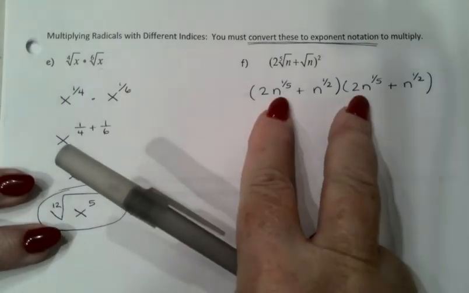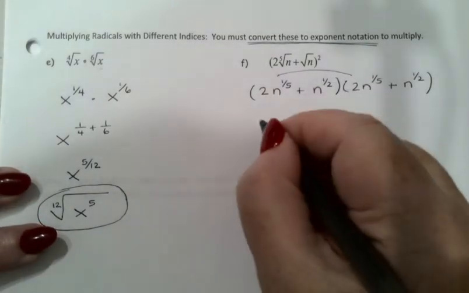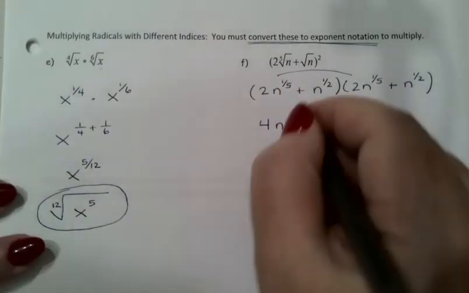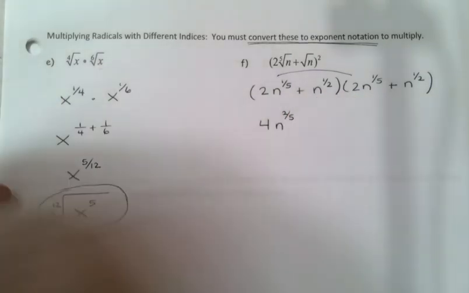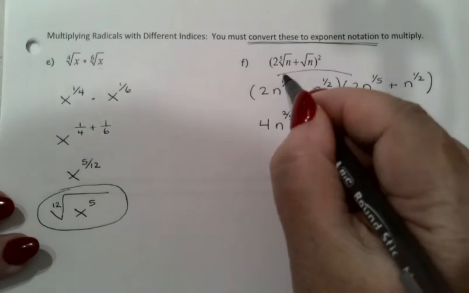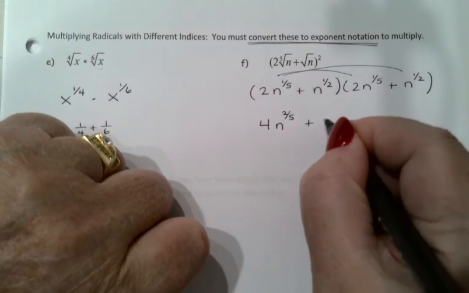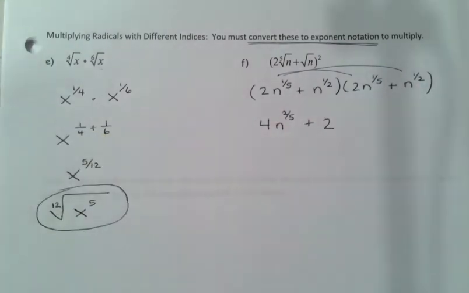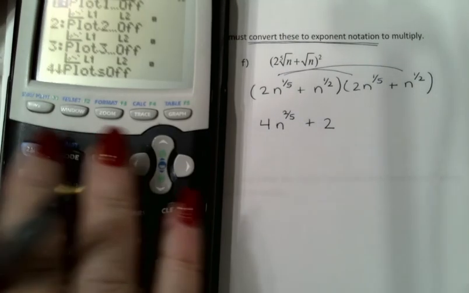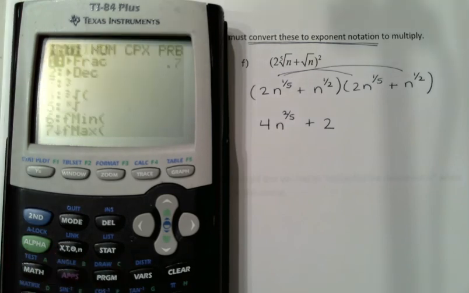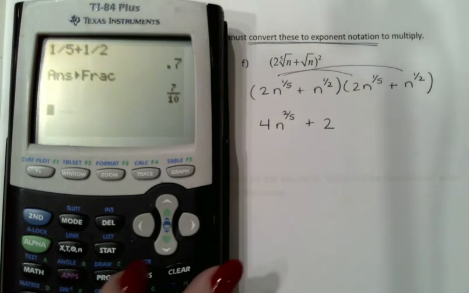All right, when I multiply here, I'm going to get 4. And then when I add those powers, 1/5 plus 1/5 makes that n to the 2/5. Multiplying here, 2 times 1 is a plus 2. And then I have to multiply, so I'm really adding the exponents. 1/5 plus 1/2. Again, if you want to just use your calculator to do that, you certainly can. That is 7/10. Again, Desmos is fine as well.